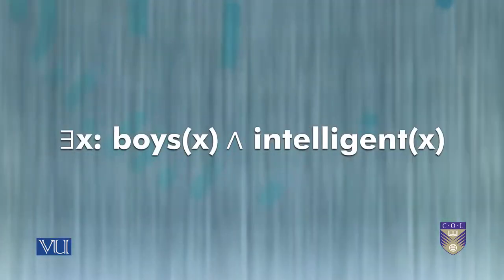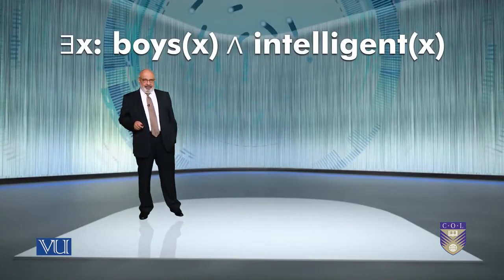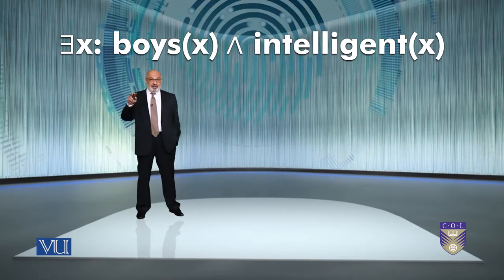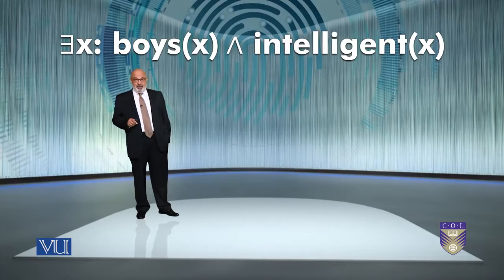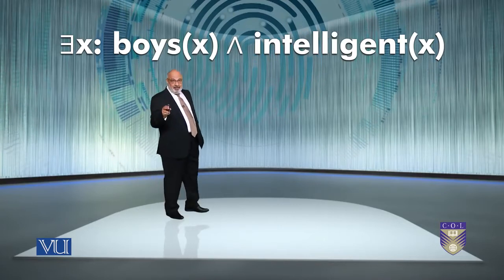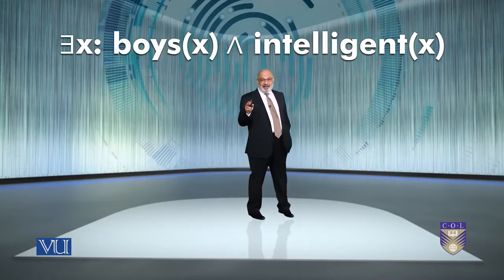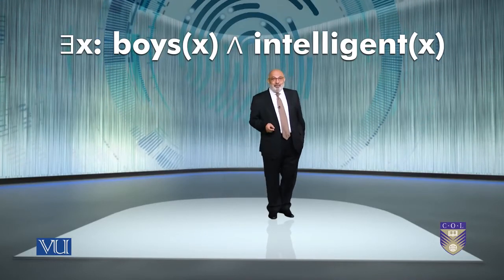Let's look at this. There exists X, boys X, and intelligent X. This will mean there are some X where X is a boy, and the word boy is taken from that predicate, boys X and intelligent X. So there are two predicates. So what does this statement mean as you written here? There are some X where X is a boy who is intelligent. Okay. So some boys, in other words, some boys are intelligent.